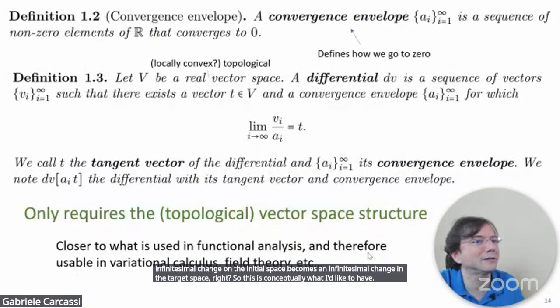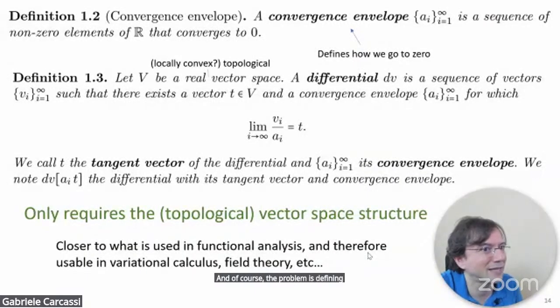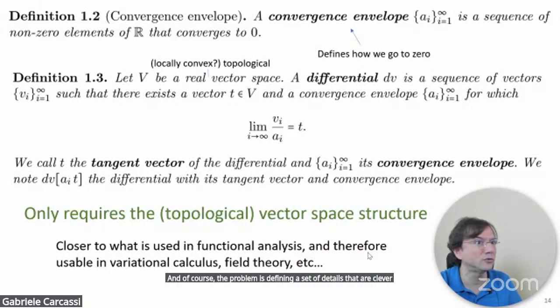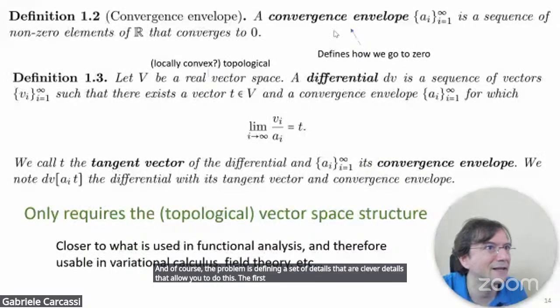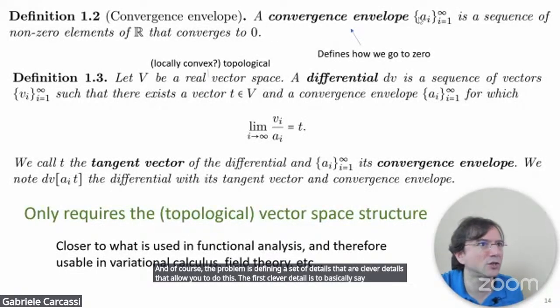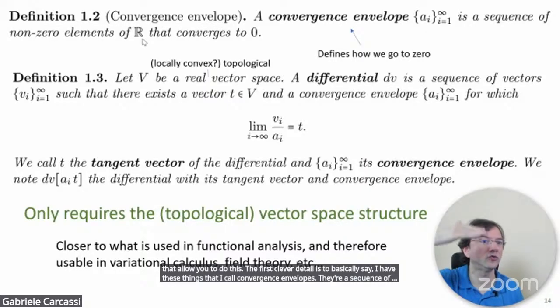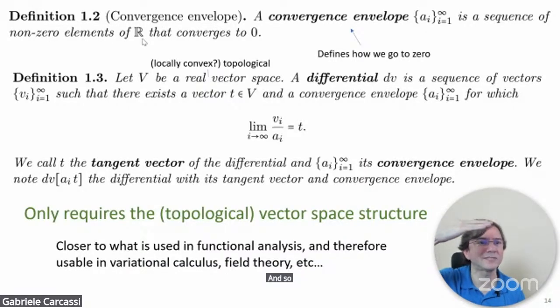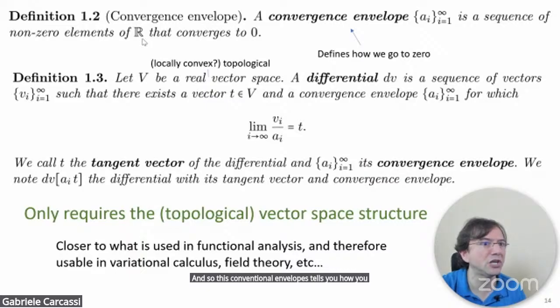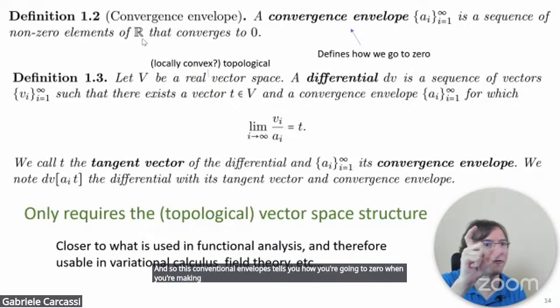And of course, the problem is defining a set of details that are clever details that allow you to do this. The first clever detail is to basically say, I have these things that I call convergence envelopes. They're a sequence of non-zero numbers on R that go to zero. And so these convergence envelopes tell you how you're going to zero when you're making this limit of pieces that become smaller and smaller and smaller.